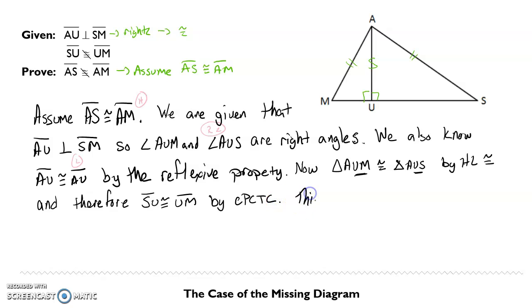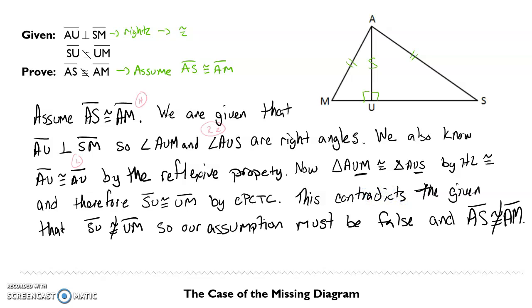This contradicts the given. So our assumption must be false. This is the contradiction of the given statement, which must be true because it was given. So our assumption must be false, and segment AS is not congruent to segment AM. And we'll get some practice with that in class.